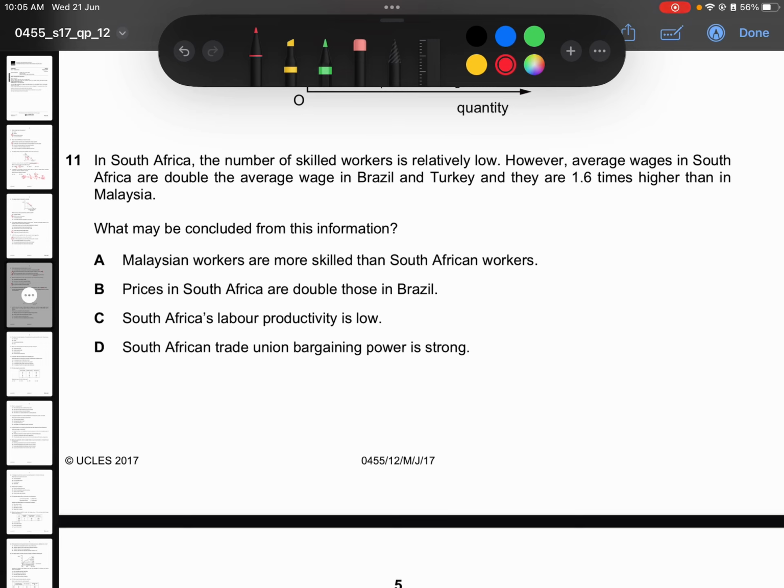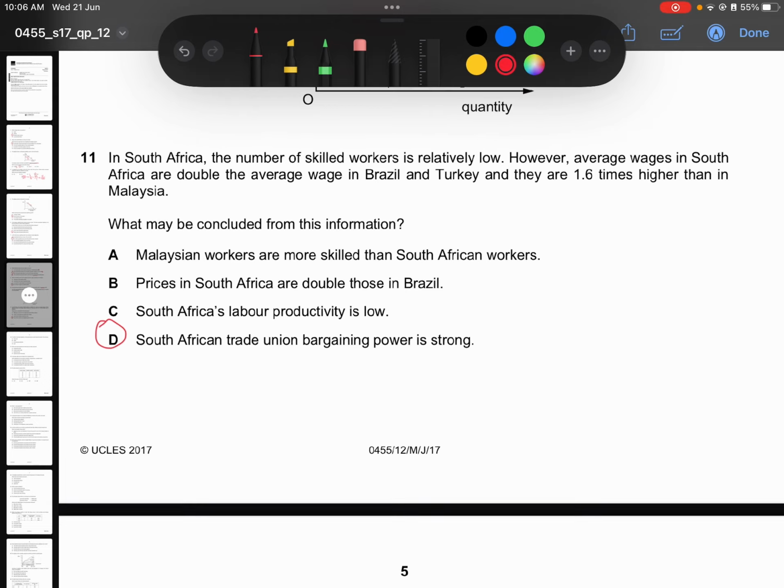No, prices and wages cannot be directly related. South Africa's labor productivity is low. If your labor productivity is low, then why would your wages be strong? South African bargaining power is strong. Yes, this is the correct answer since having skilled workers is likely to lead to strong bargaining power because they cannot be replaced and they're expensive to train. Moreover, any industrial action taken by skilled workers is likely to lead to higher consequences, which leads to higher wages for these workers.